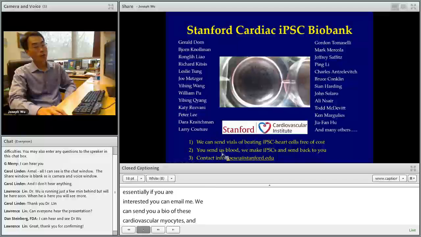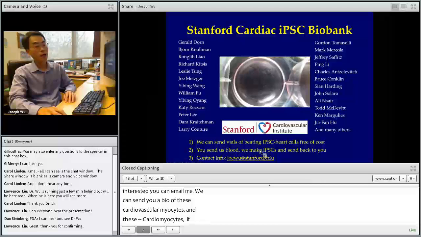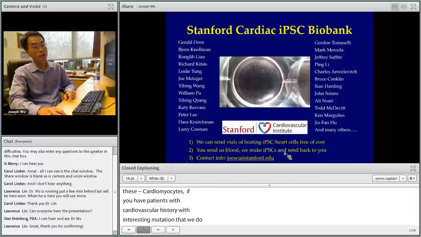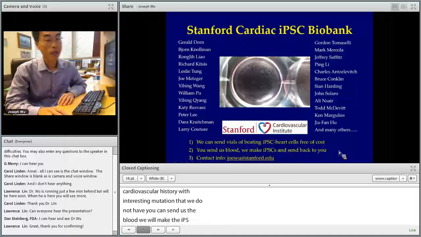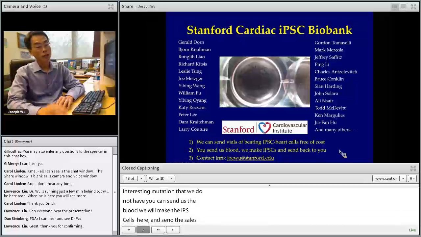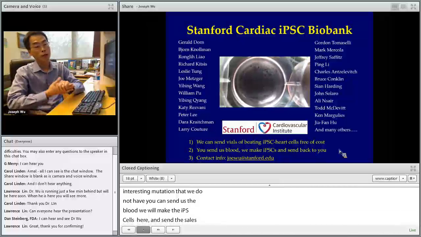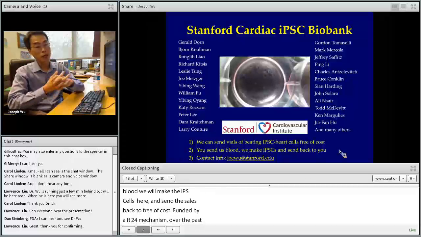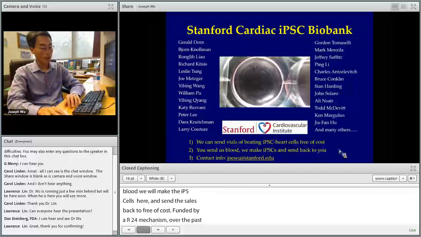If you have patients with cardiovascular history with an interesting phenotype or interesting mutation that we do not have, you can send us the blood. We will make the iPS cells. We will bank the cells here. We'll also send the iPS cells back to you. And again, this is free of cost because it's funded by an NHLBI R24 mechanism. So over the past 3 years, we sent out cells to more than 120 groups, investigators in the U.S. as well as across the globe.